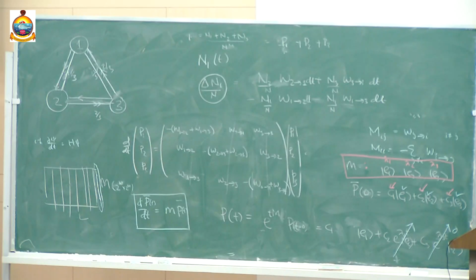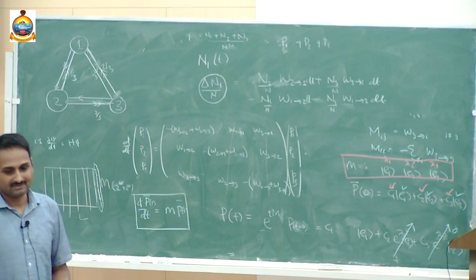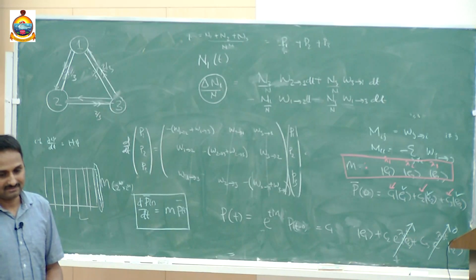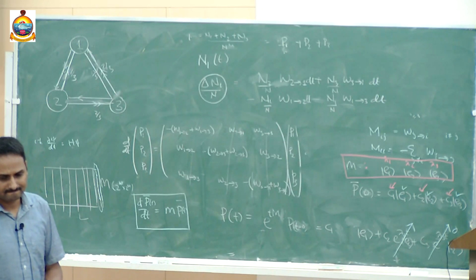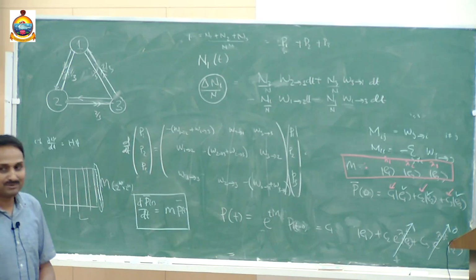Can I ask a naive question? Yeah, please. I'm very confused. Suppose I start with an initial condition which has no component over E1, so C1 is 0. What does this tell you, that everything decays, or am I just confused? No, you cannot get that.